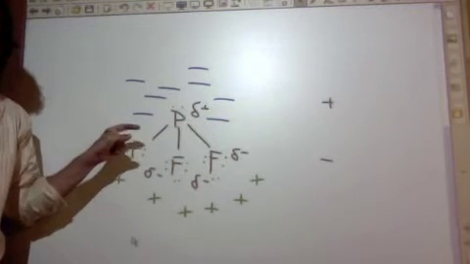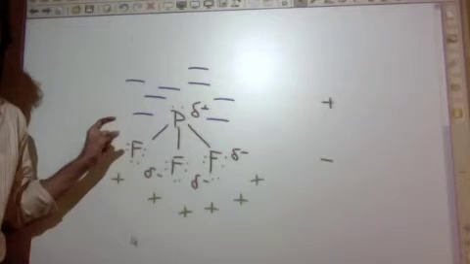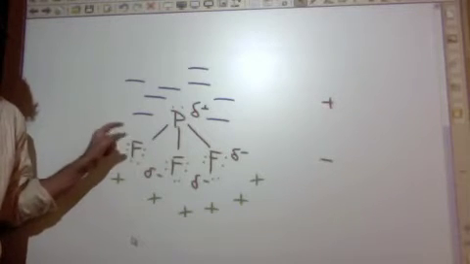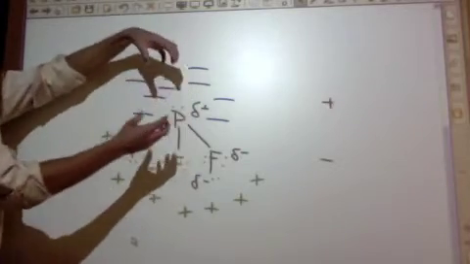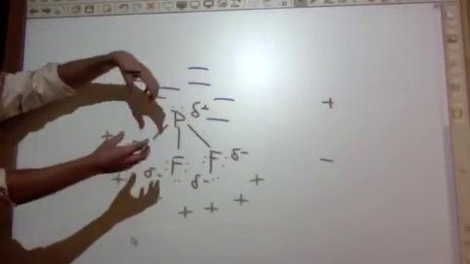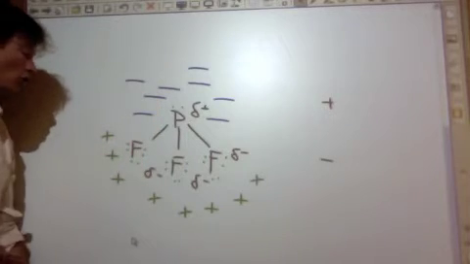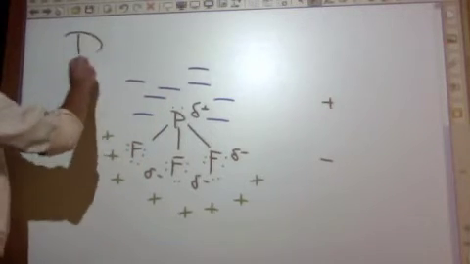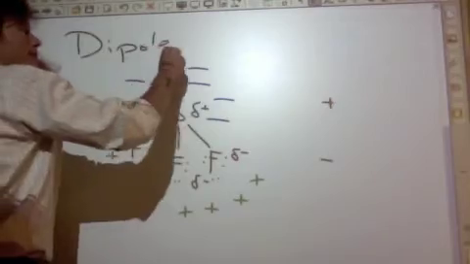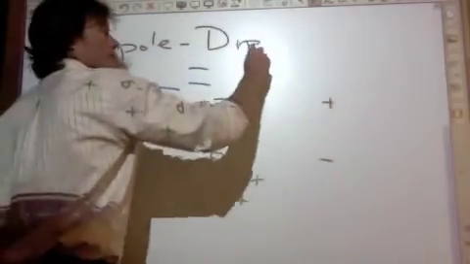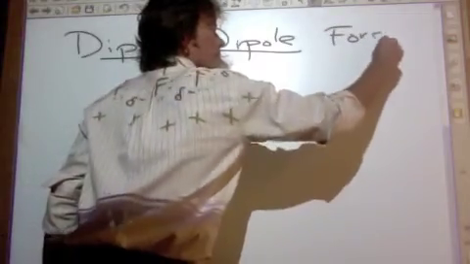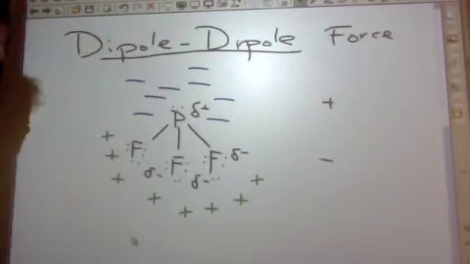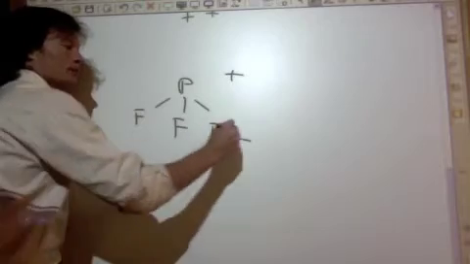This means that when you have an asymmetric molecule based on the shape, that molecule is able to line up all the dipoles and make them stronger. And we're going to call this dipole-dipole force. And now I've got my dipole.